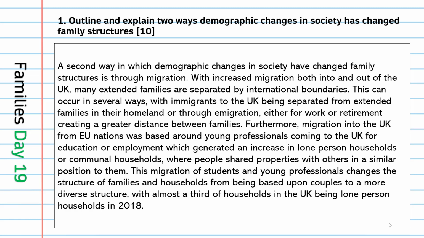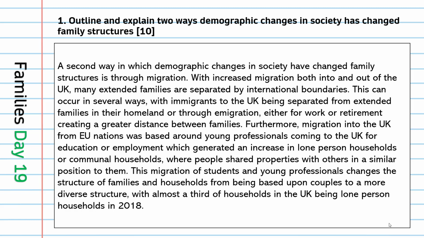This is talking about family structures and household structures as well, or communal households where people shared properties with others in a similar position to them. This migration of students and young professionals changes the structure of families and households from being based upon couples to a more diverse structure, with almost a third of households in the UK being lone person households in 2018. This is pretty much split into older people and younger people who live on their own.